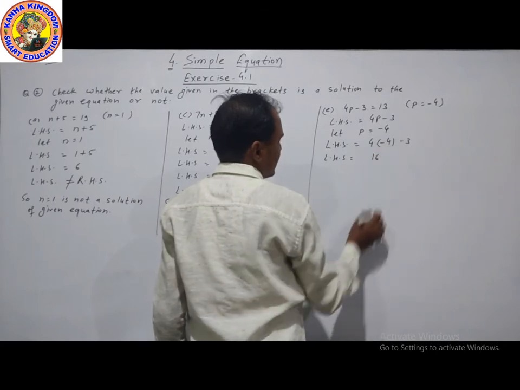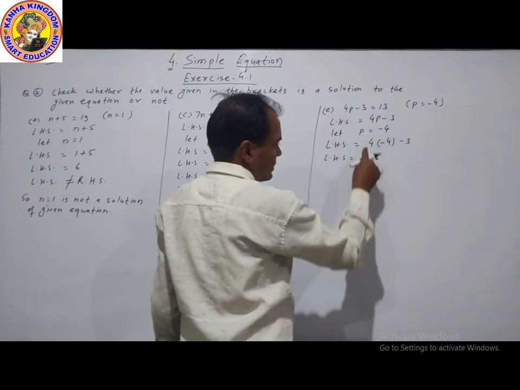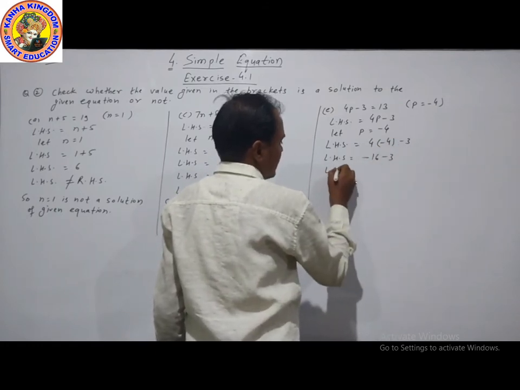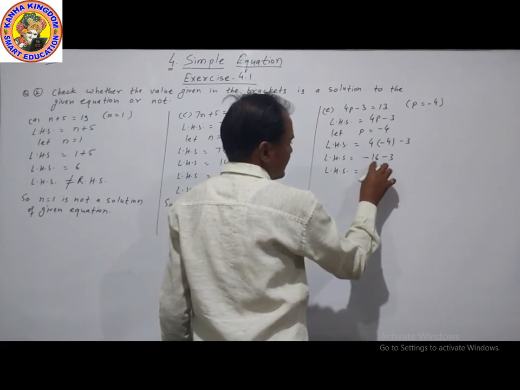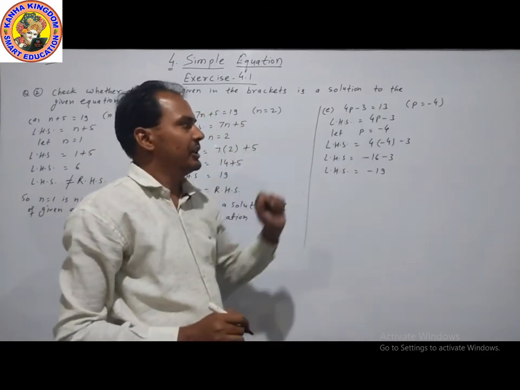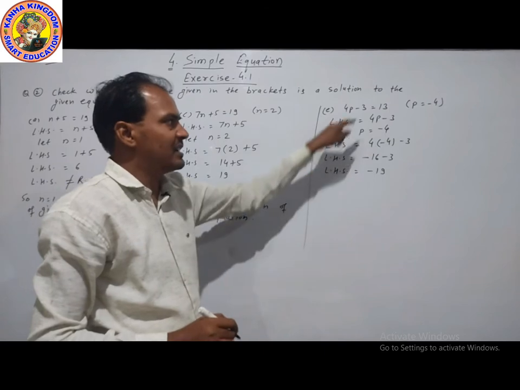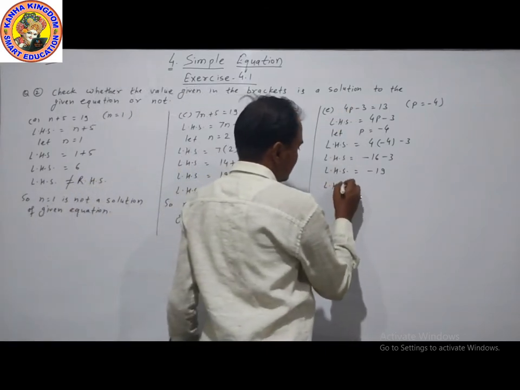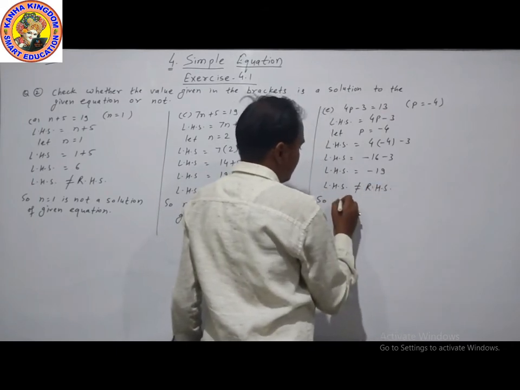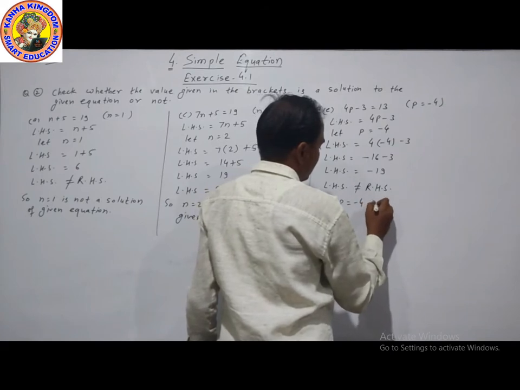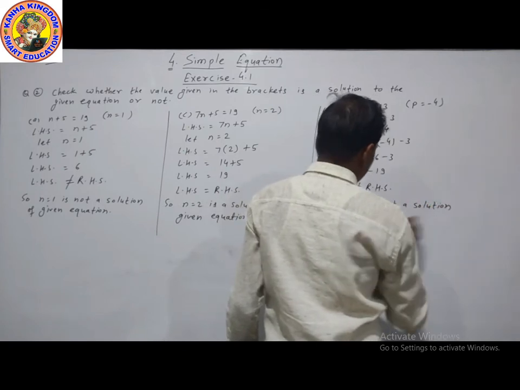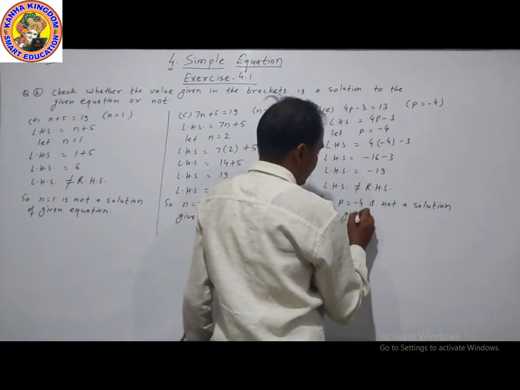4 into 4, 16, plus into minus, minus. Now minus 3. The solution of left hand side is minus 16 minus 3, minus 19. But in equation the solution is 13, so left hand side is not equal to right hand side. So p is equal to minus 4 is not a solution of given equation.